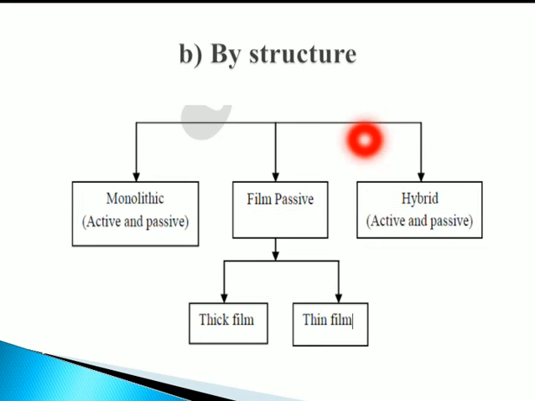The second is by its structure. So by its structure we have monolithic, film passive and hybrid. In film passive, again it is divided into thick film and thin film. So we will see one by one. First one is monolithic. Monolithic means mono stands for single and litho stands for stone, so it is nothing but a single stone structure. So all the components and the interconnections for monolithic ICs are made on a single thin wafer which is called the substrate.